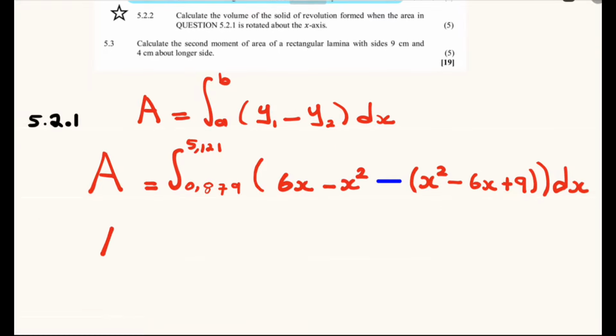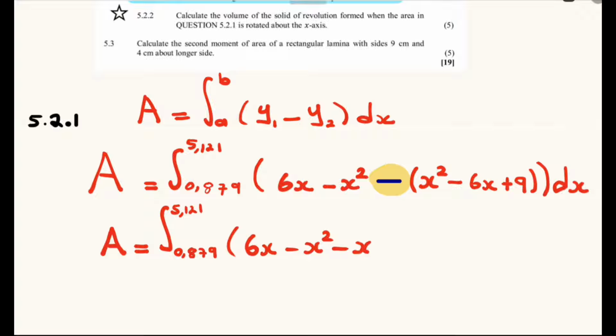Our area will be equal to the integral from 0.879 up until 5.121 of 6x minus x squared, we distribute that negative inside the parentheses, so we end up with negative x squared plus 6x minus 9 dx.